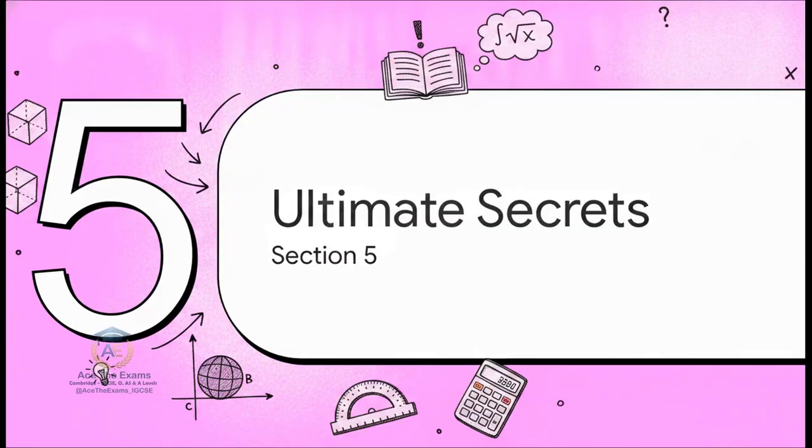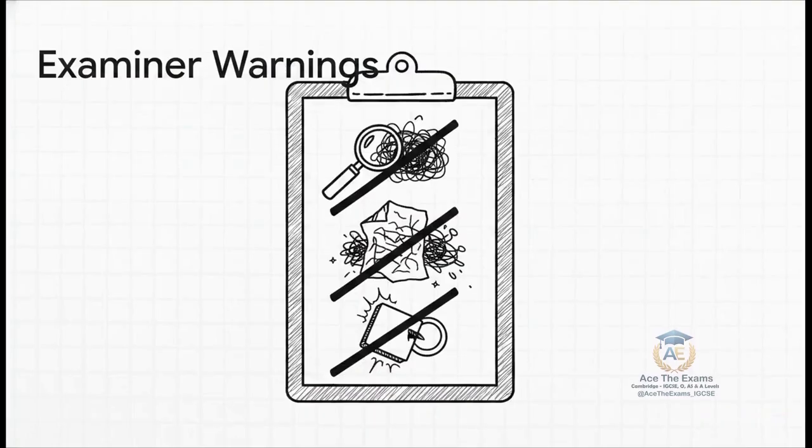Section 5, Ultimate Examiner Secrets. Let's look at the final cheat sheet. Synthesizing direct feedback from the Cambridge Principal Examiner reports gives us a final defense against losing marks. Here is your actionable checklist against the top 3 examiner warnings. Number 1, avoid vague answers. Examiners are practically begging for specific, detailed algebraic steps showing your combinations and factorials.